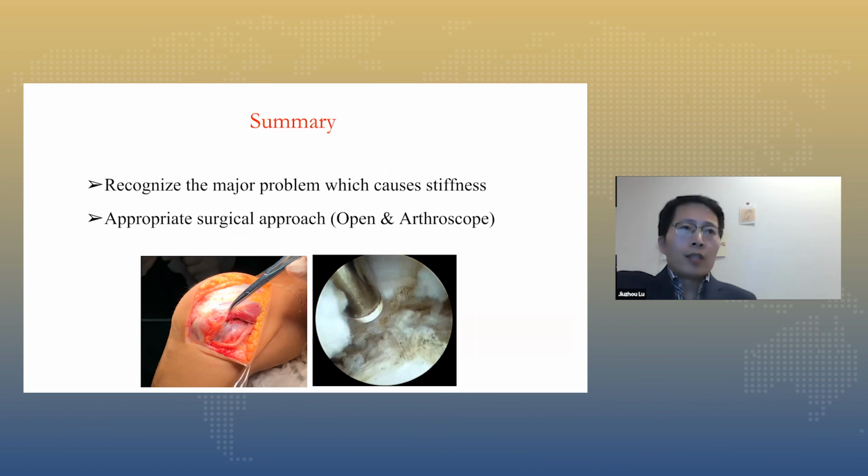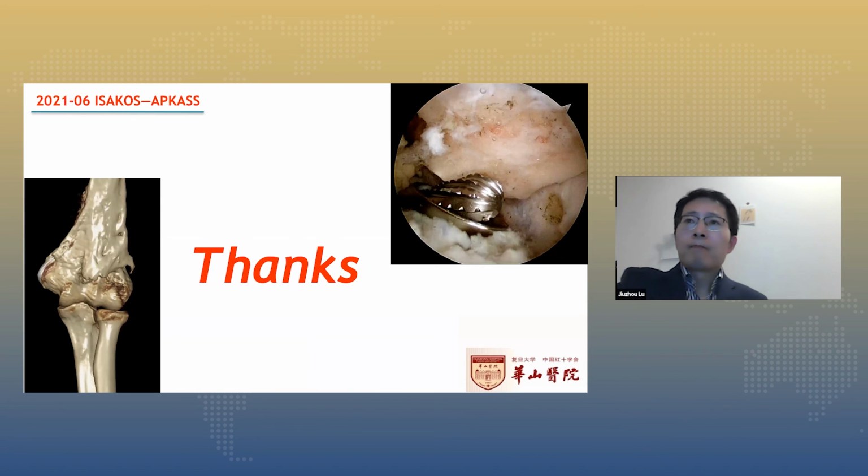So, a brief summary for arthroscopic treatment for stiff elbow: we really need to recognize the major problem which causes the stiffness, then apply the appropriate approach with open or arthroscopic technique. Thank you.